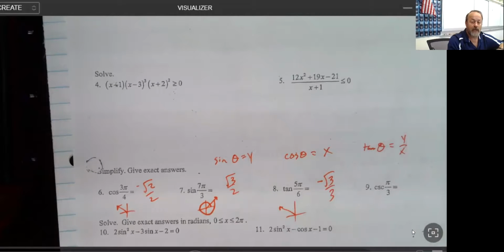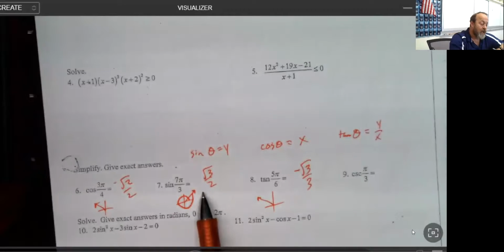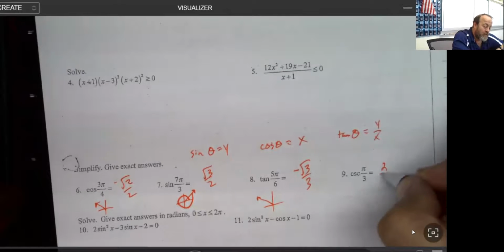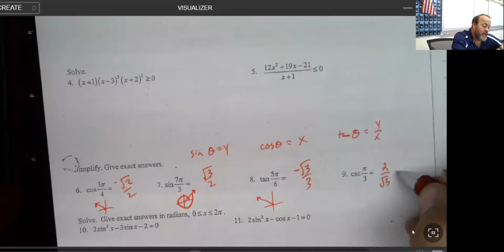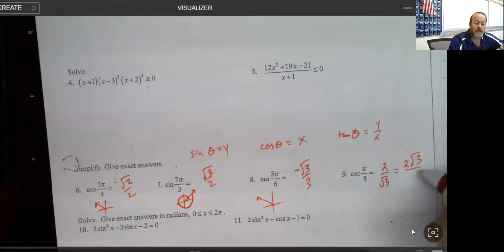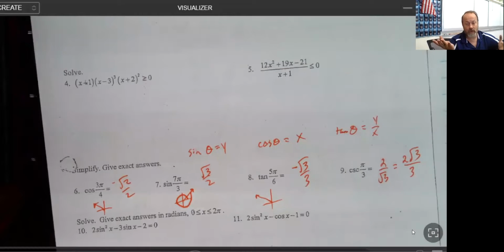And then last but not least, you need to know that a cosecant is really just a sine that has been flipped over. So it's going to be 2 over root 3. Now keep in mind this is a positive value because pi over 3 is in the first quadrant. And we usually choose to rationalize that and make it look a little bit better. So 2 root 3 over 3.